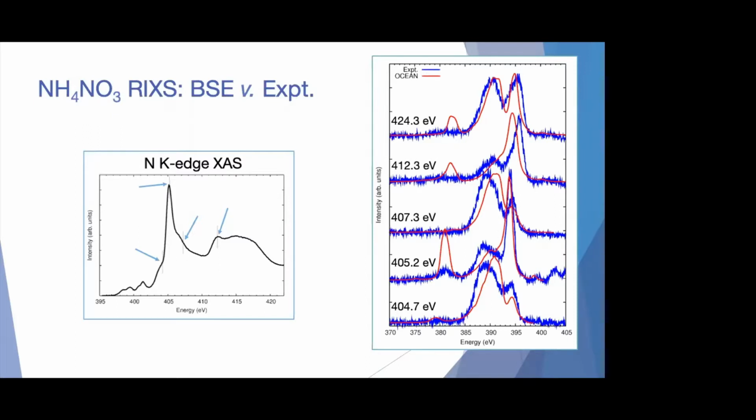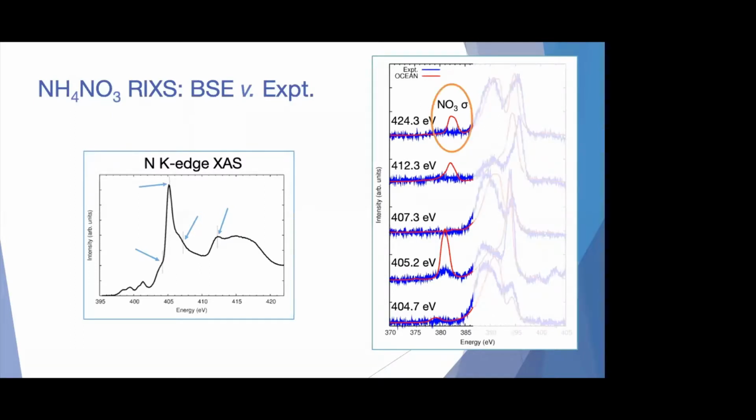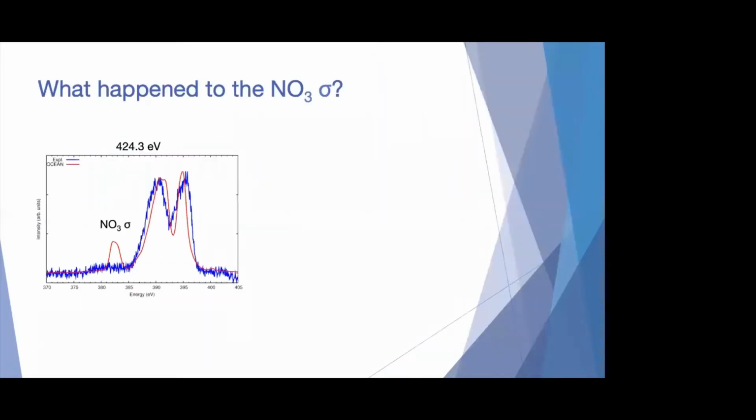The first thing to notice is that we do a fairly good job of calculating the large scale changes as we change the energy. There are shifts in how the emission looks, and the OCEAN calculation follows that okay. But the thing that might be distracting you from that agreement is what's going on down here. Specifically, this is a peak in the calculation that we can say is coming from the nitrate sigma bonds, which is showing up very clearly in the calculation, and perhaps not so much in the actual measurement. So what's going on?